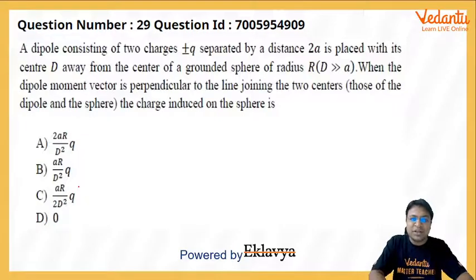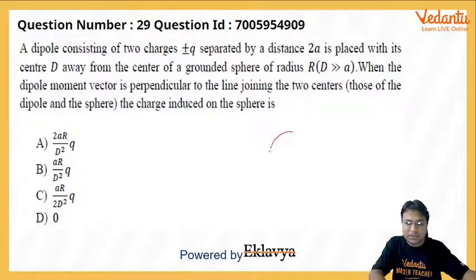Hello students, so we are now discussing KVPY SX paper 2021 physics section. So we are now looking at question number 29, which is the ninth question of physics section. So this question says that a dipole consisting of two charges plus q minus q separated by a distance 2a is placed with its center d away from the center of a grounded sphere of radius r.